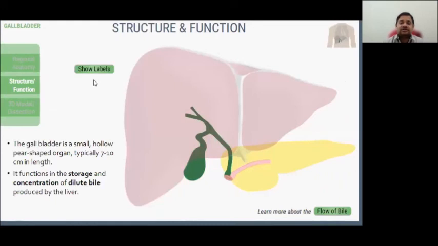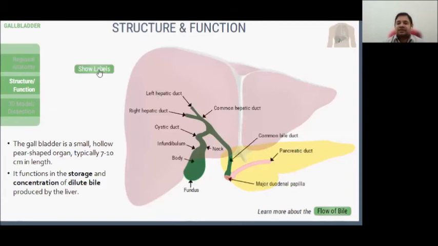Structurally, the gallbladder is a small, hollow, pear-shaped organ, typically 7 to 10 centimeters long. Its function is the storage and concentration of dilute bile, which is produced by the liver. If you see the parts, the gallbladder can be divided into basically 3 parts: the fundus, the body, and the neck. Just below the neck, there is the infundibulum.